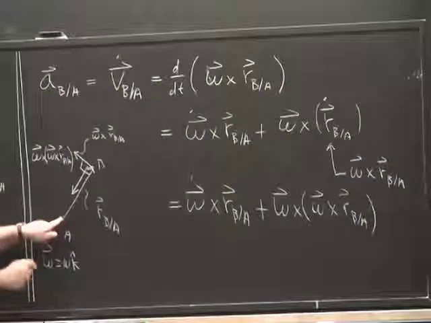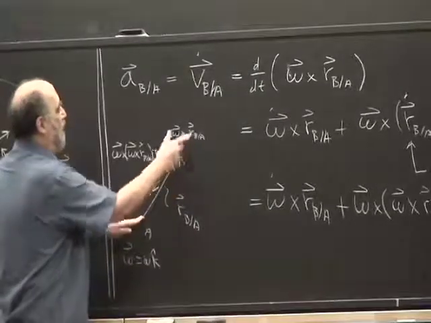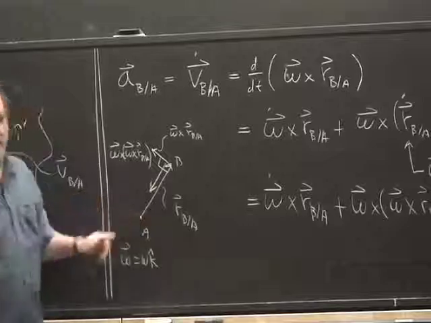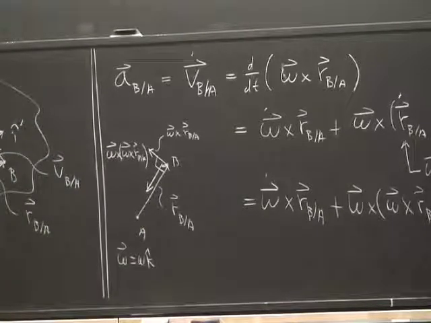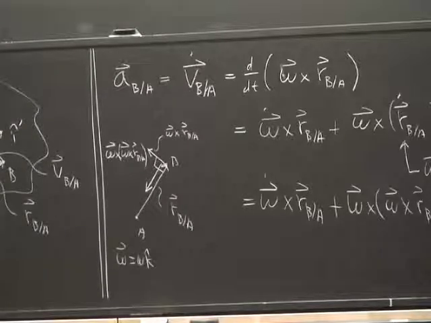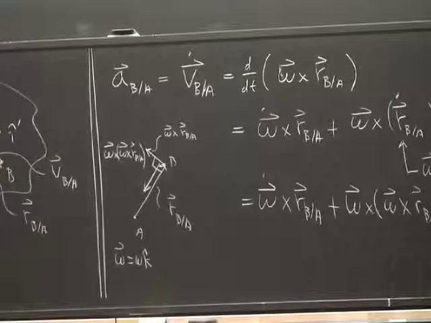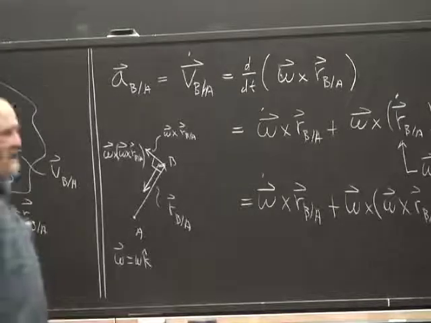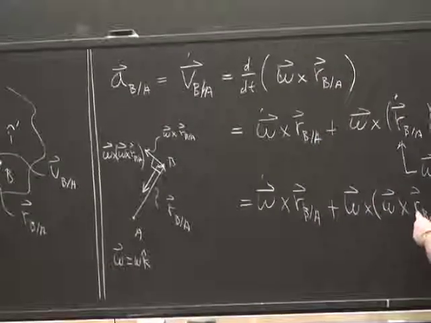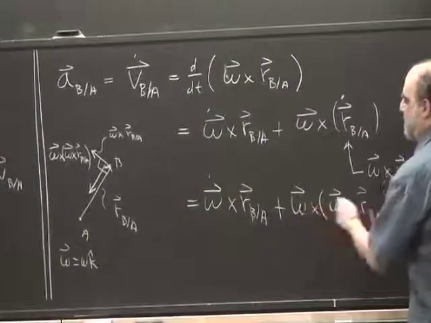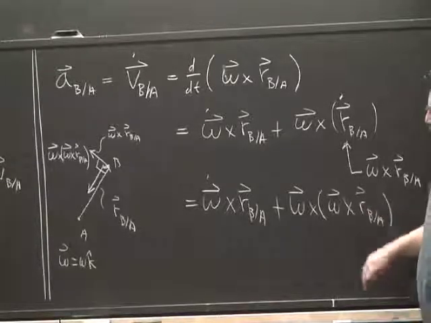Now, when I did the succession of cross products, first omega cross R, and then omega cross that, in each case, the pairs of vectors were orthogonal to each other. So in each case, the magnitude was equal to the product of the magnitudes. Because when you have perpendicular vectors, the cross product, remember, is AB times the sine of the angle between. When they're perpendicular, the sine of the angle is 1. So the magnitude of this vector is just the magnitude of this times the magnitude of this times the magnitude of this. And the direction of it is in the minus R direction.